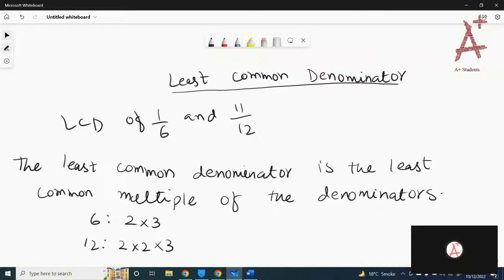So we have a common multiple. This is common and this is common. So 2 and 3 are common and you are left with a factor that is not common. So multiply all the factors and see, 2 times 3 is 6 and 6 times 2 is 12. That means the least common denominator of 1 by 6 and 11 by 12 is 12. Got it?